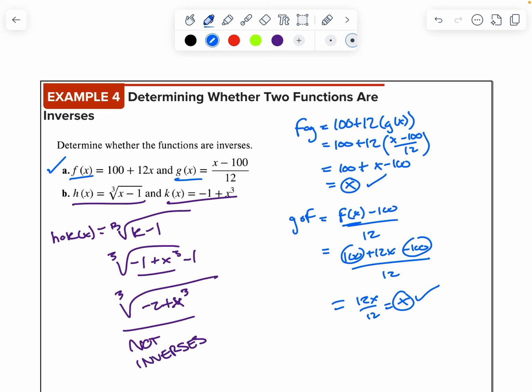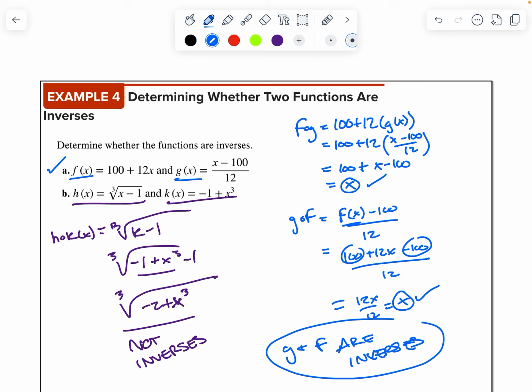The blue example up here, these are inverses. You could say something like g and f are inverses. Down here you could say something like h and k are not inverses.